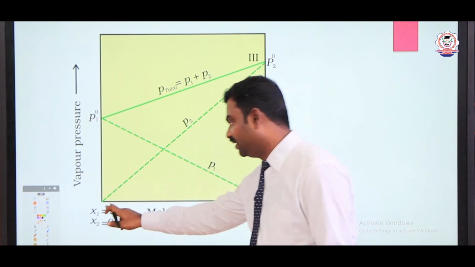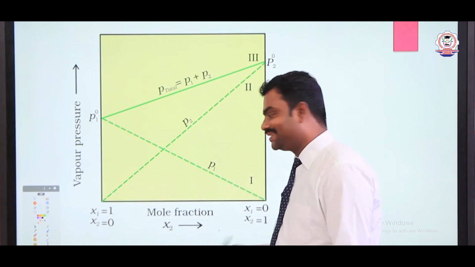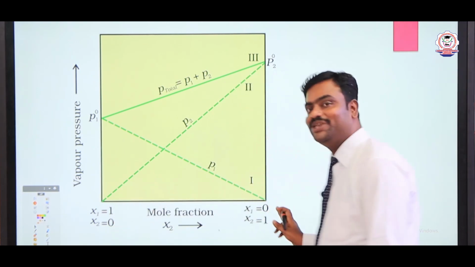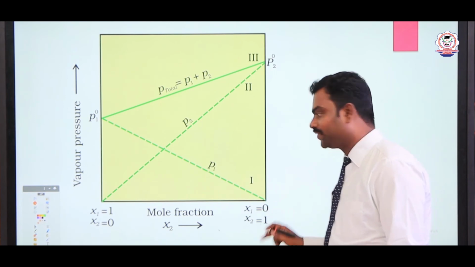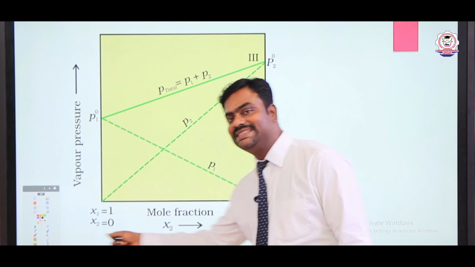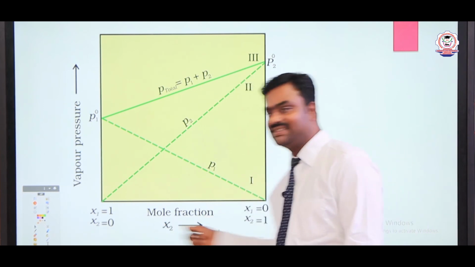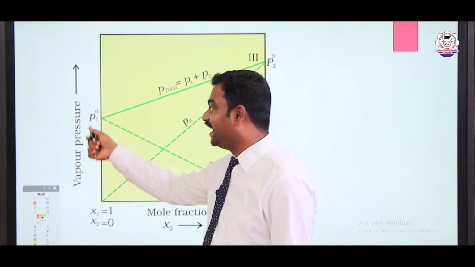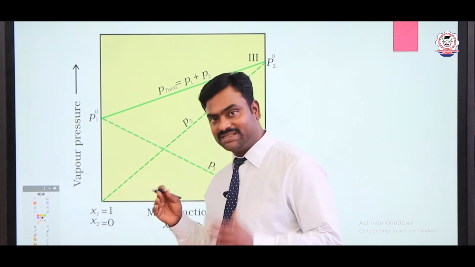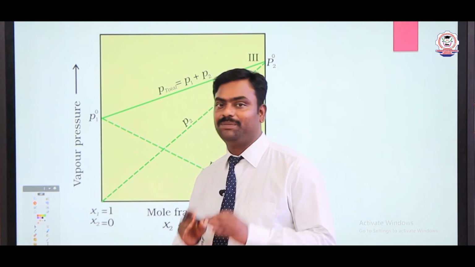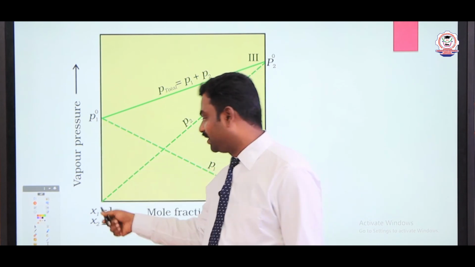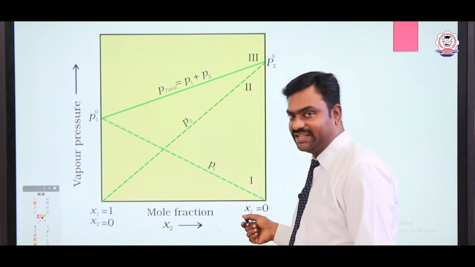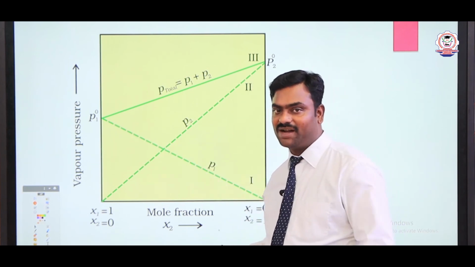Then what is happening if you go from left to right? The value of X1 is decreasing up to 0. Here the X1 value is 0. What about the X2 value then? X2 is increasing up to 1, gradually increasing. Now see the vapor pressure. Relating the mole fraction X1 with the vapor pressure, when X1 is equal to 1, the pure vapor pressure is P1 naught. When the mole fraction is decreasing, the vapor pressure is also decreasing, because both are in direct relationship according to Raoult's law.